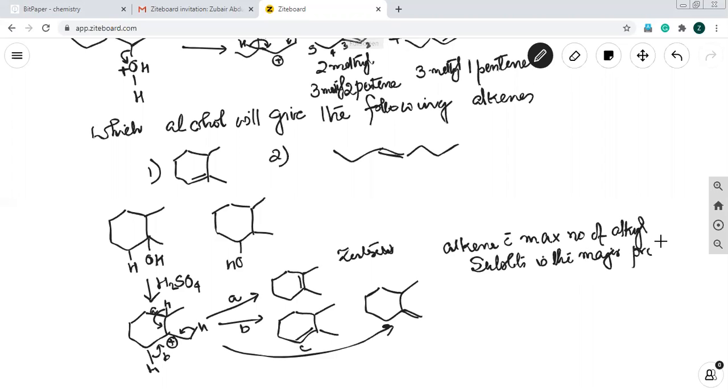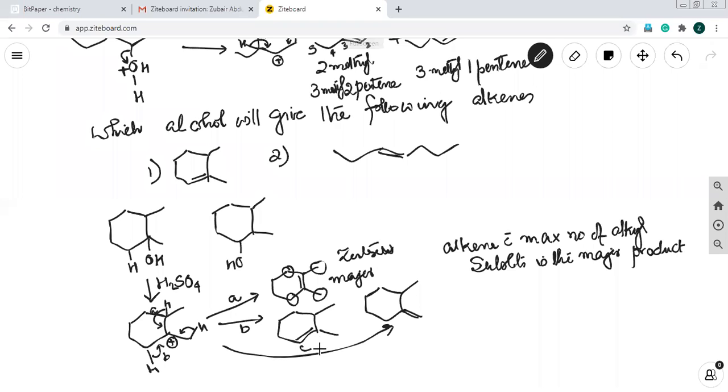Major product. Okay. Now, if that is a major product, which has the maximum number of alkyl substituents? It is this product. See here, you have an alkyl group. On the double bond, you have one alkyl group. This also is alkyl. This is also alkyl. This is also alkyl. So this is the major product.